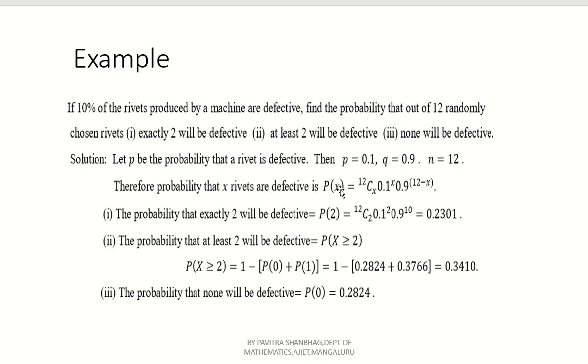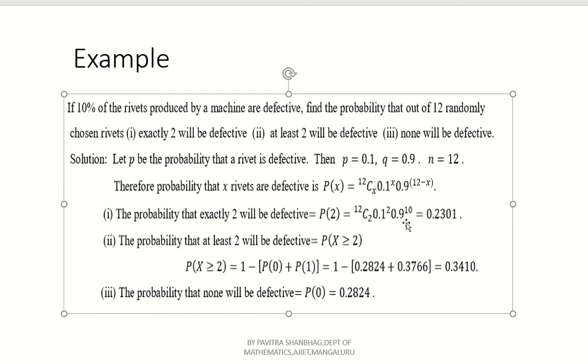So what is P of x? First you have to write the probability function based on this. N is known, p is known, q is known. X only unknown. X we have to take according to the situation. General formula: 12Cx 0.1 power x 0.9 power 12 minus x. What is given first case? Probability of exactly 2 will be defective. That means P of x equal to 2 or P of 2, which is equal to what? 12C2 0.1 power 2 0.9 power 12 minus 2, that is 0.9 power 10, which gives us 0.2301, right?